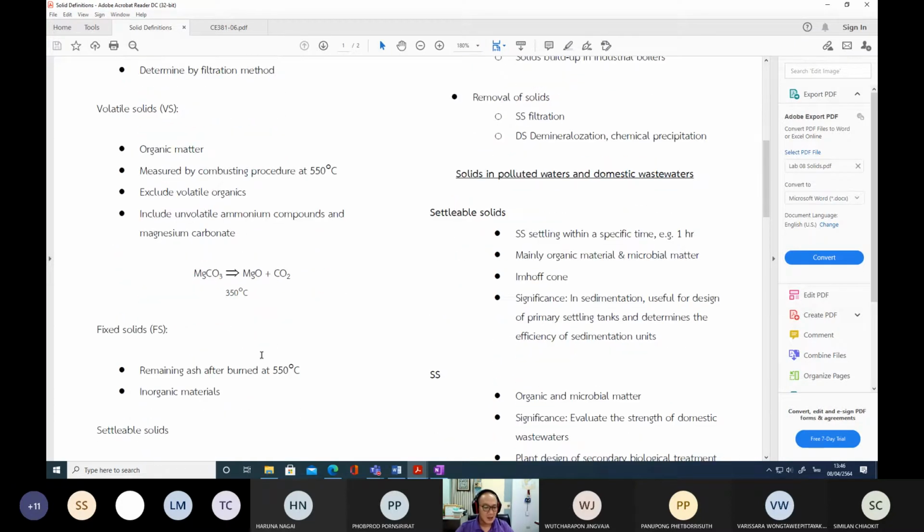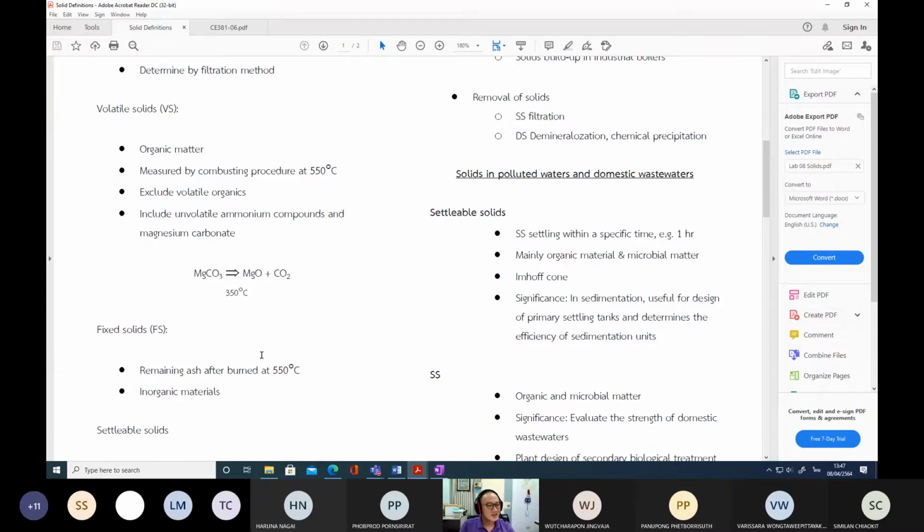Anyway, after we burn, there may be some ash remaining. I don't know whether you have ever joined a funeral ceremony after a body cremation. We have to collect the ash, and the ash is more or less the fixed solid. The body will burn and be gone, which is comparable to the volatile solids. So we can say the volatile solids actually represent the organic content in water.